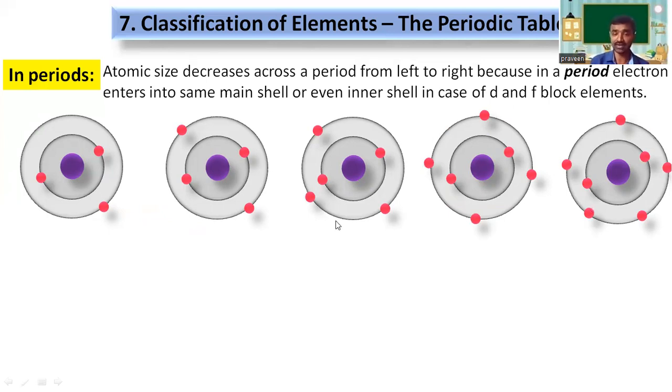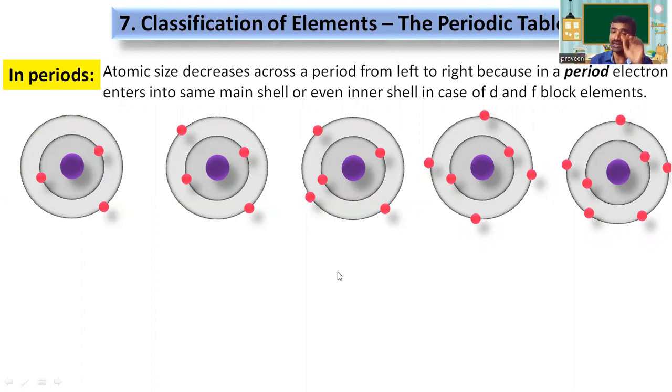Right? Nuclear attraction force. So as you move away from the nucleus, what happens? The electrons enter the inner shells again, in the D block and F block. Right? D block and F block. So in that case, again the atomic size is decreasing. So atomic size within the period, as we move from left to right, decreases.